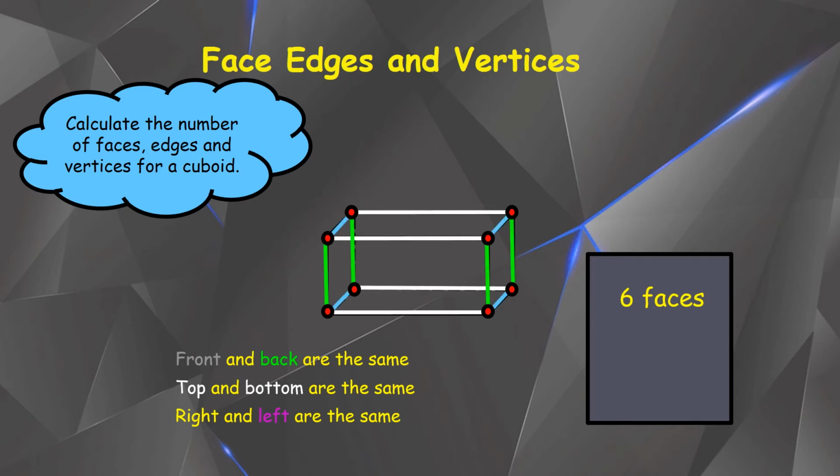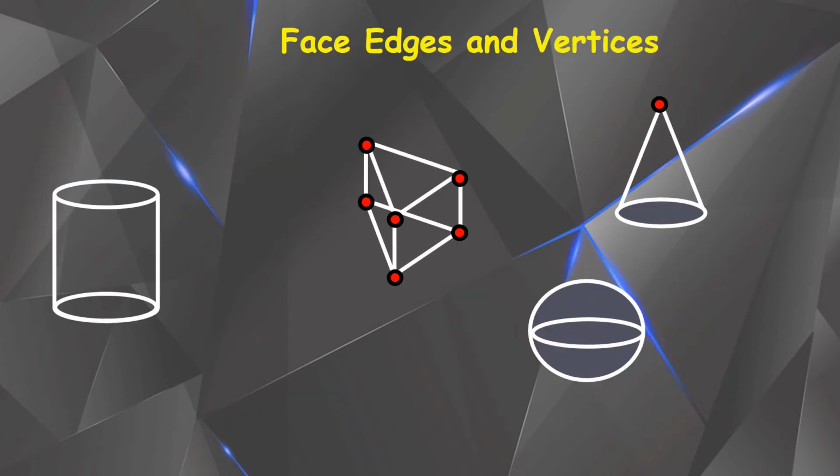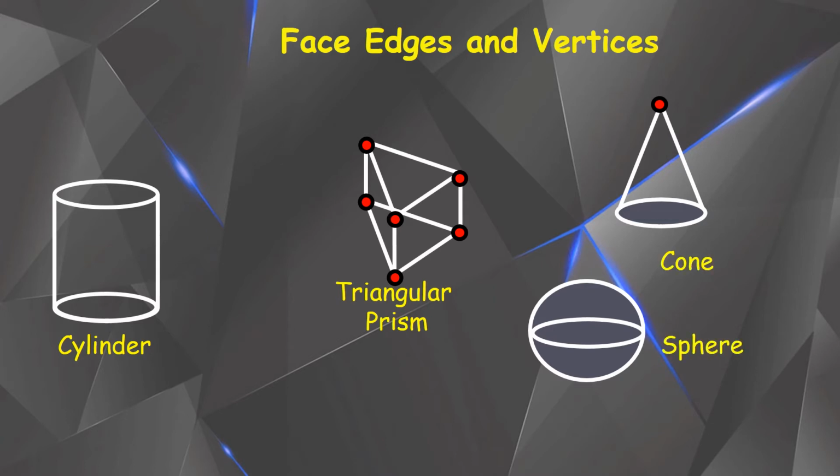How many edges are there? Yes, there are 12 edges, of course, the same as the cube. And how many vertices are there? 8 vertices are there. Well, let's calculate the faces, edges, and vertices of the cylinder, triangular prism, cone, and sphere.